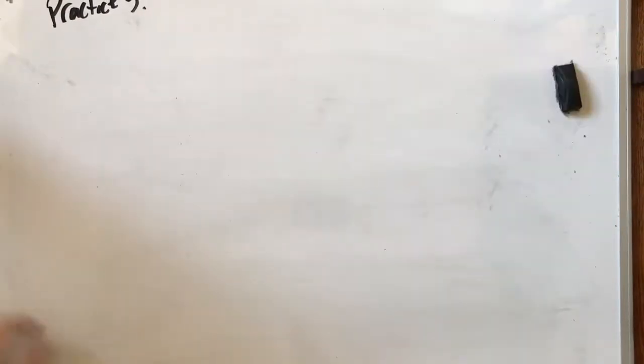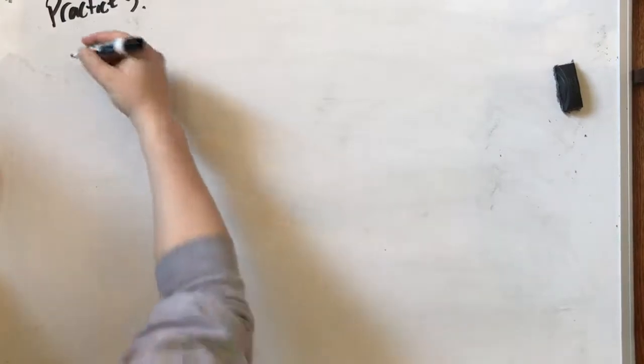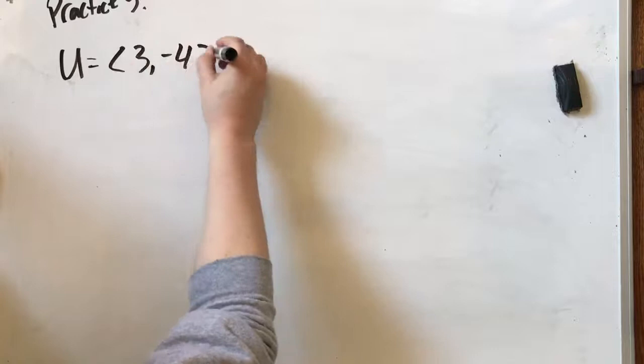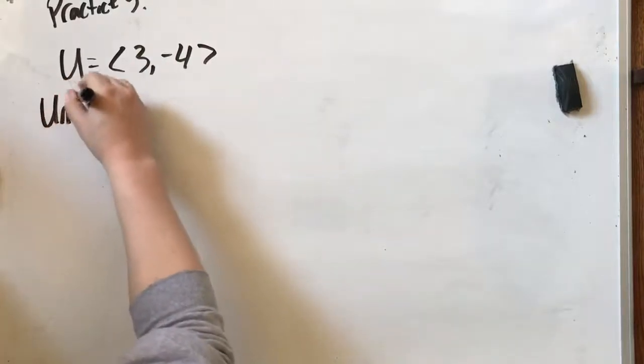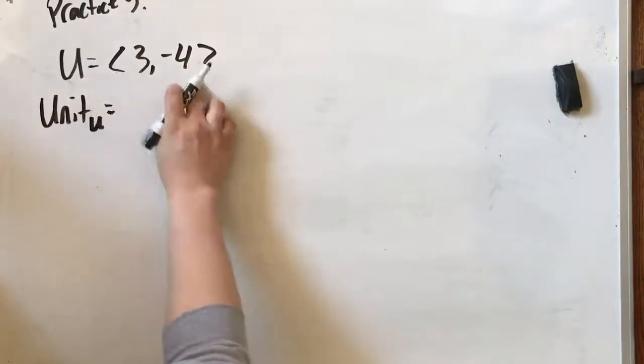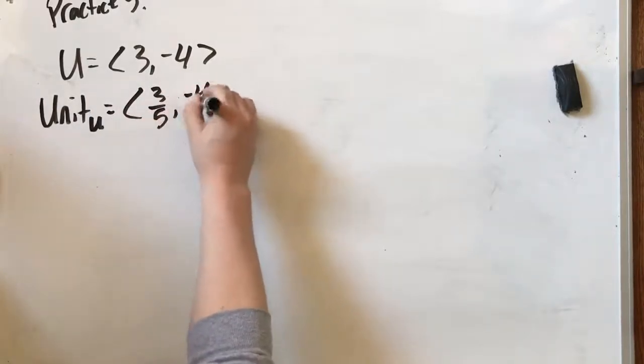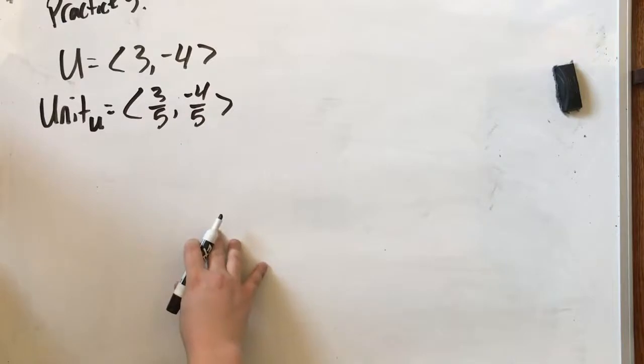Practice 5 is the same as practice 4, essentially. We're trying to find vector v, which has a length of 10 in the same direction as u. So we're going to start off by just finding the unit vector for vector u. Okay, so its current length is going to be 5. So this is a 3, 4, 5 right triangle that we got here. So 3/5 and -4/5. So that's the unit vector.